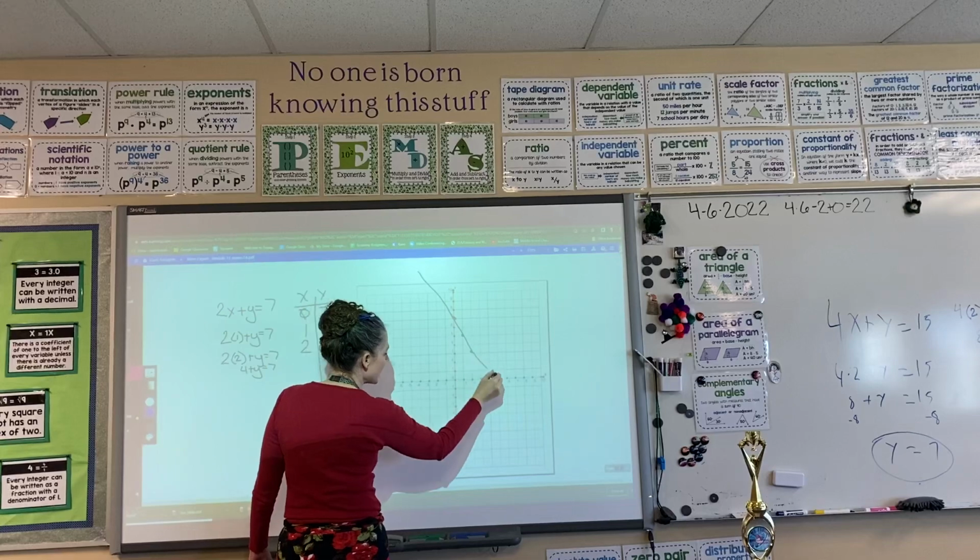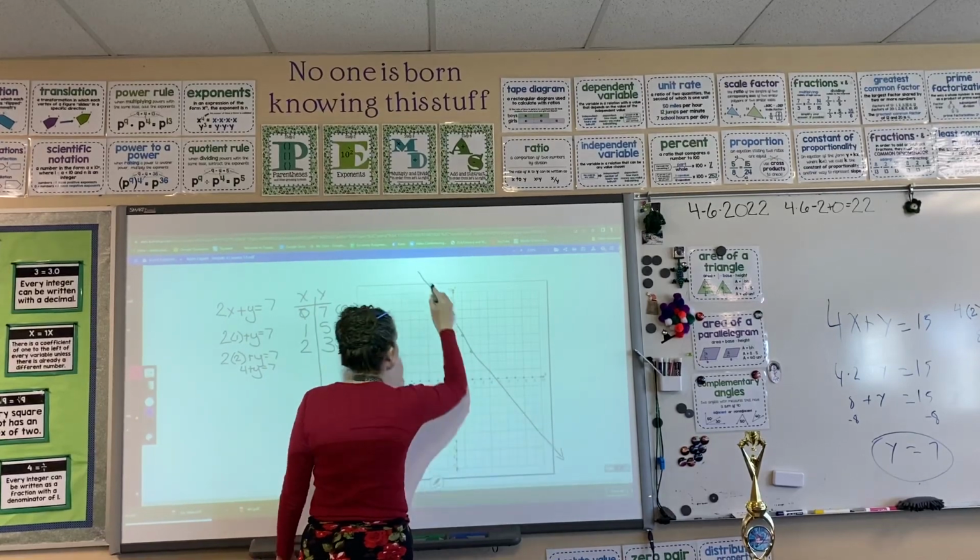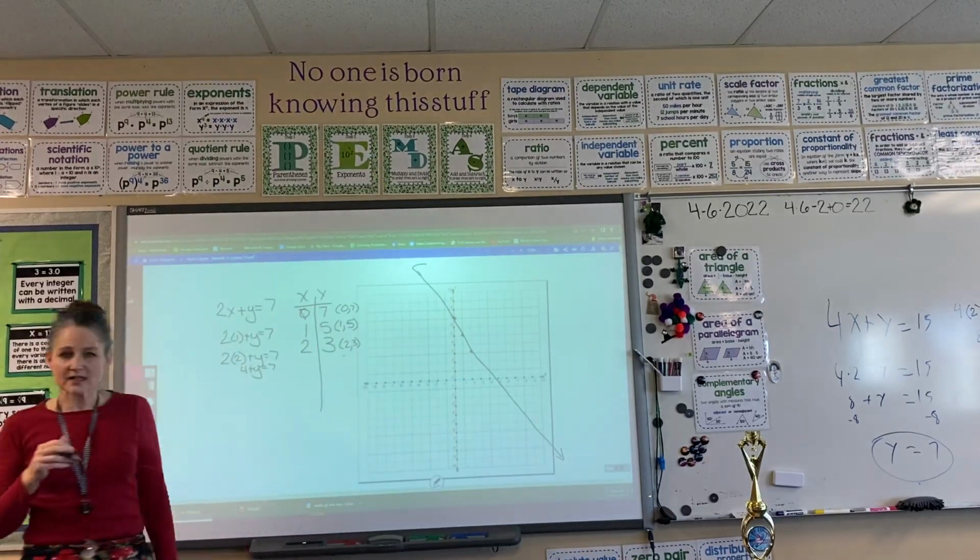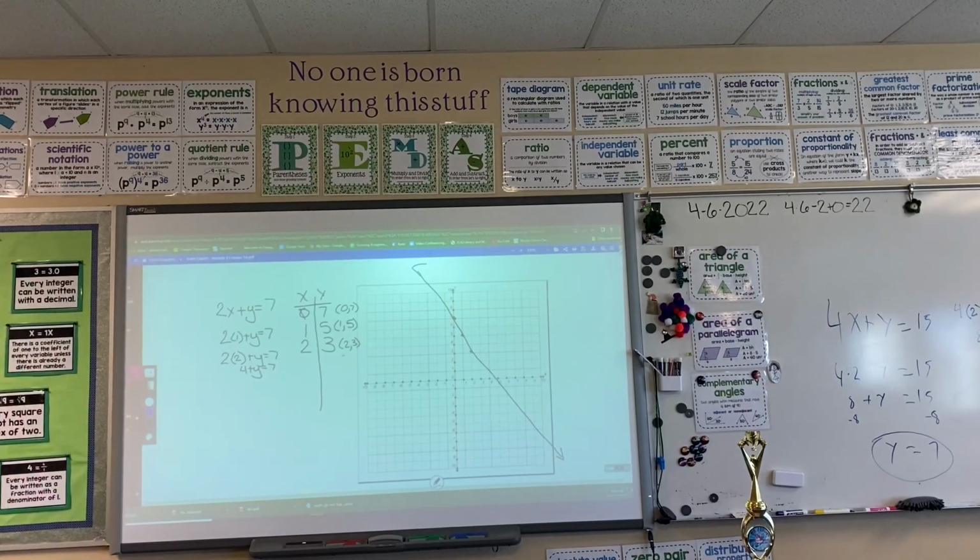Some of you did not connect the dots. Why do we have to connect the dots? Ron, why do we connect the dots? To show that they're linear. The line is linear, but that's not all of it. Casey? To show that it goes on infinitely.